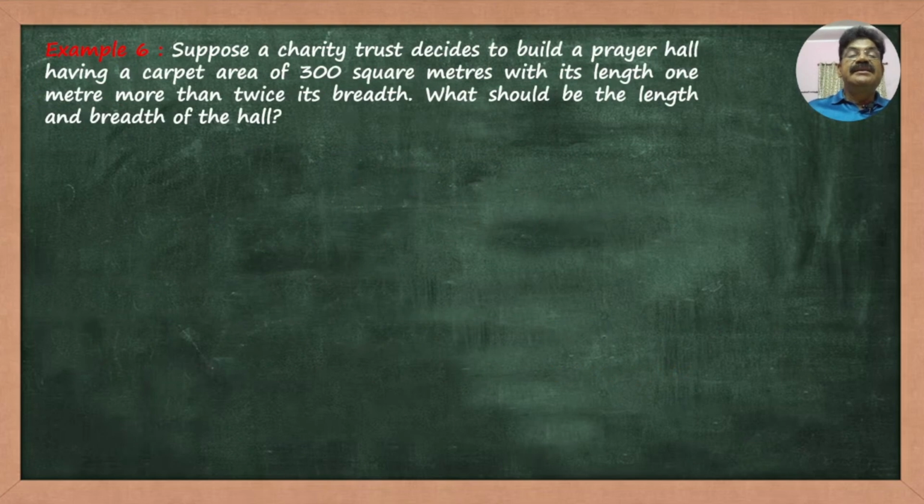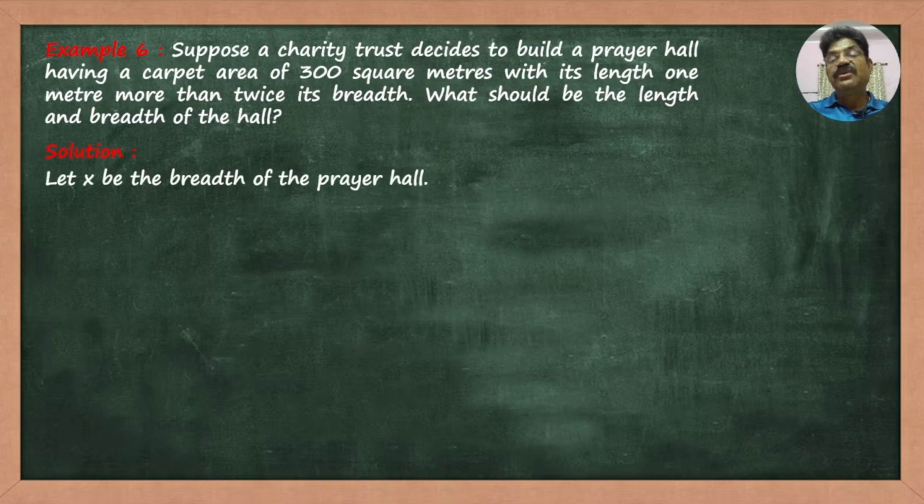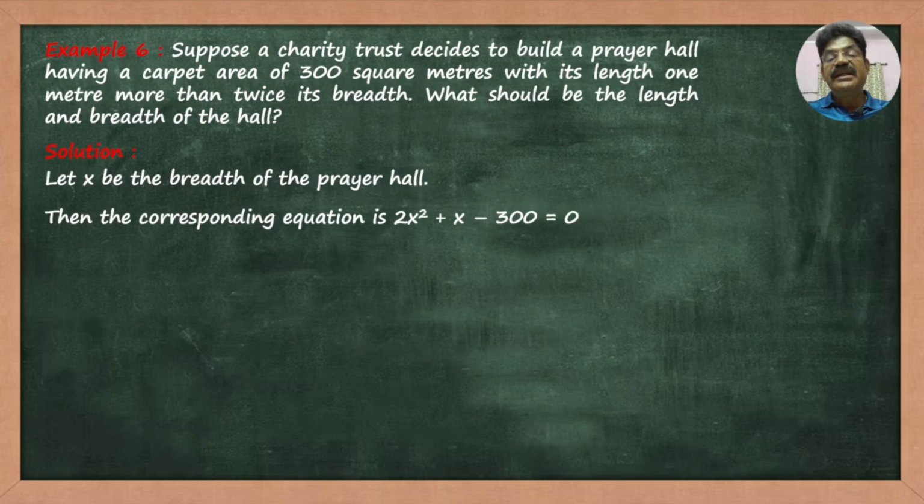Example 6. Suppose a charity trust decides to build a prayer hall having a carpet area of 300 square meters with its length 1 meter more than twice its breadth. What should be the length and the breadth of the hall? Already we solved this problem. That means already we constructed the corresponding quadratic equation. So if you go back and refer, you can find that the corresponding equation is 2x² + x - 300 = 0.